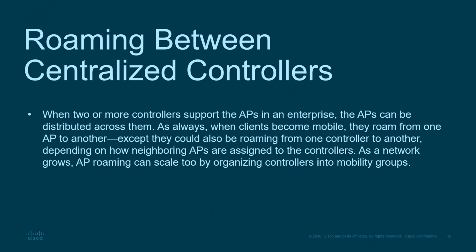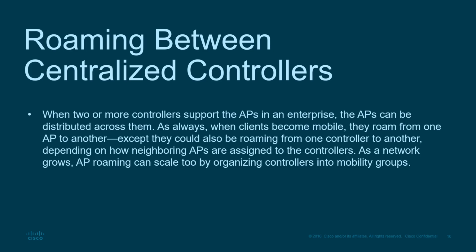So here, again, the big thing is being able to roam between access points. Now we're going to move away from an individual access point, might have one wireless LAN controller, and now we're going to actually deal with the centralized controllers. This is when we have 2 or more controllers support APs in the enterprise, and the APs can be distributed among them. So no longer tied to a wireless controller, but multiple wireless LAN controllers. So this brings in a much higher complexity.